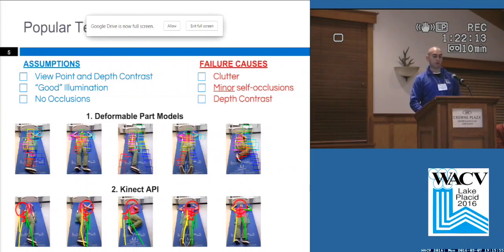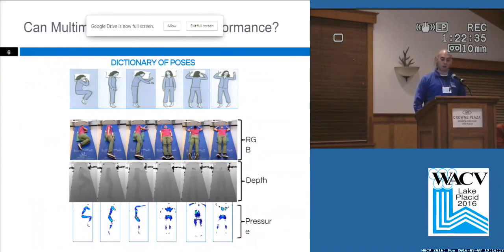To try to address these problems with poses, we collected what, to our knowledge, would be an ideal scenario. We tried basic techniques, the deformable part models and the Kinect API. There were some assumptions, and of course some failure cases, mostly clutter, minor occlusions, and the lack of depth contrast. So what is the problem? We have this dictionary of poses that we're trying to classify. We have multiple inputs from RGB, from depth, and from a pressure mat. That deployment is very difficult because it will be in touch with the patient.